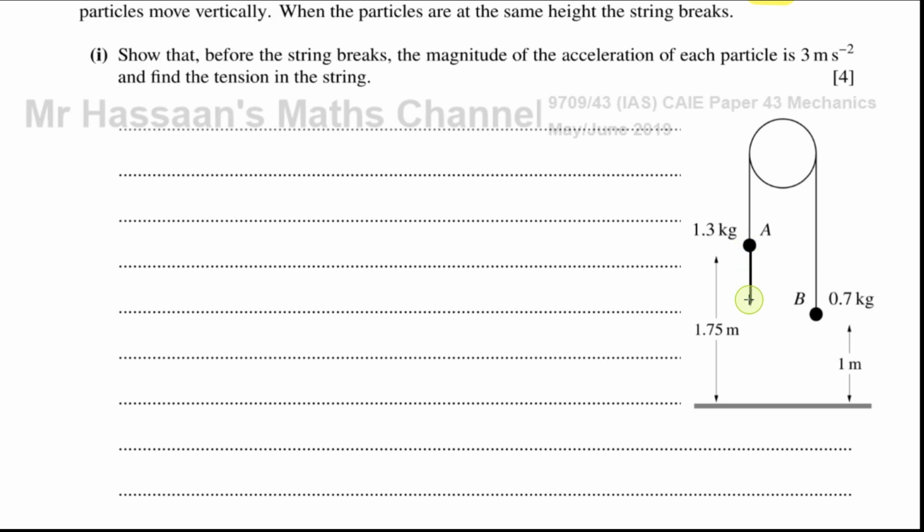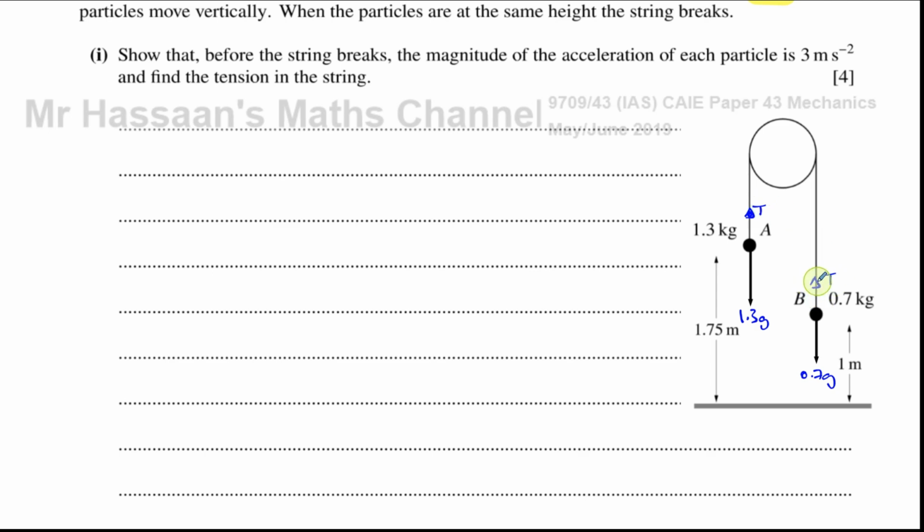So there is the weight of the particles acting downwards. Always the weight acts down, and the weight is the mass times g. So this is going to be 1.3 g, I'll leave it in terms of g for now, and this is 0.7 g. And we have the tension in the string, which acts upwards in both cases.